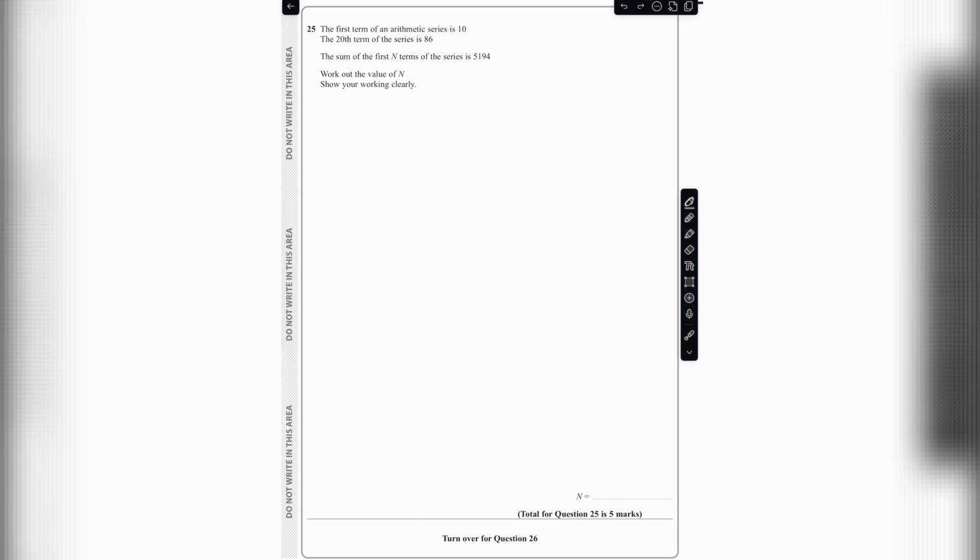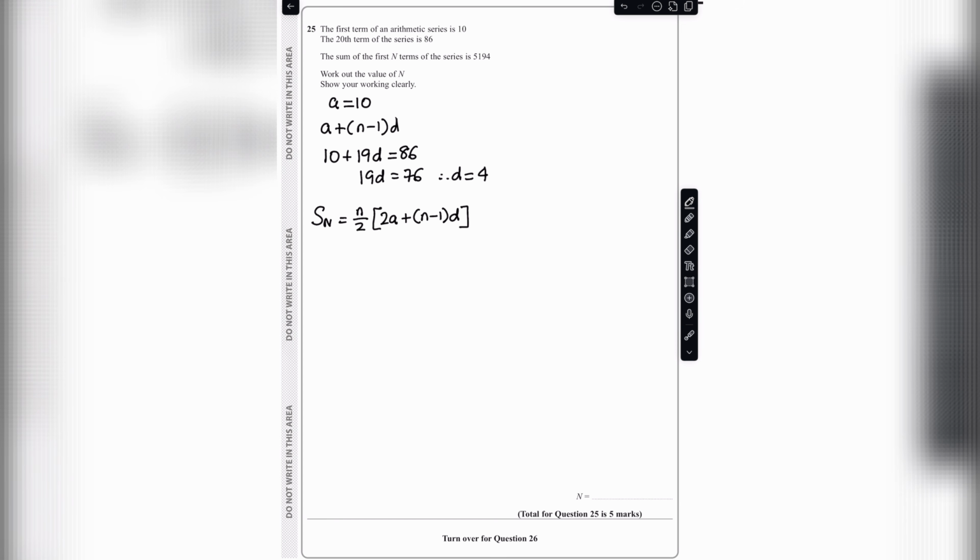So given as the first term of the arithmetic series is 10, we can simply state that the value of a equals 10, and the nth term of a linear sequence can be written as this. So our first term, which is 10, plus 20 minus 1, which is 19, multiplied by d equals 86. So 19d equals 86 minus 10, which is 76. Therefore, d equals 4.